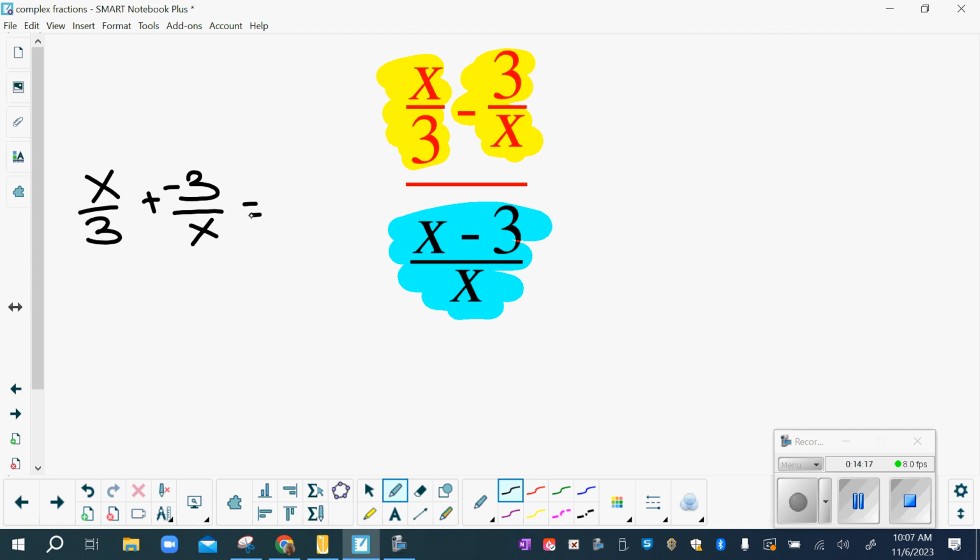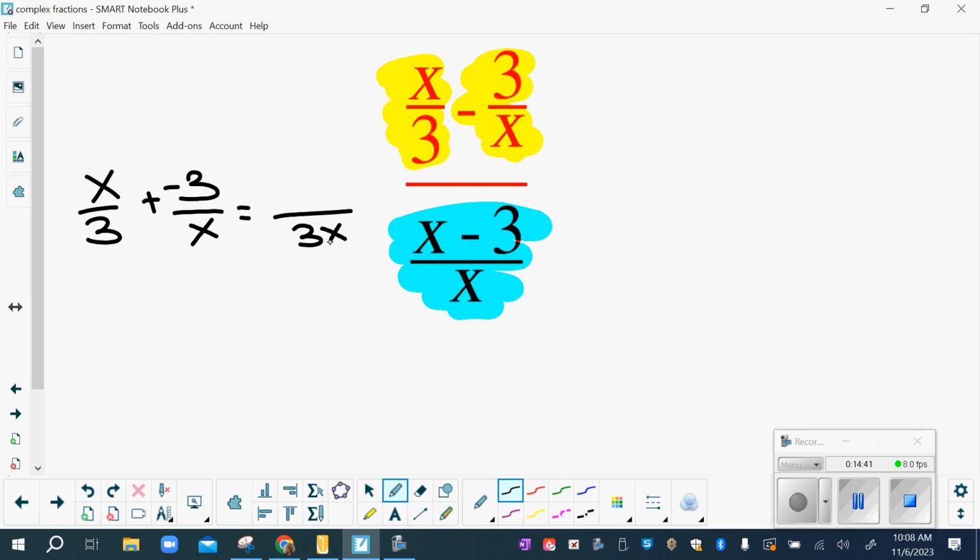So I need a common denominator between those 2 guys. Can someone tell me, what is my common denominator? And it's easy. It should not be scary to you. What's the number? 3x, right? A 3x. What does this guy need to look like that guy?